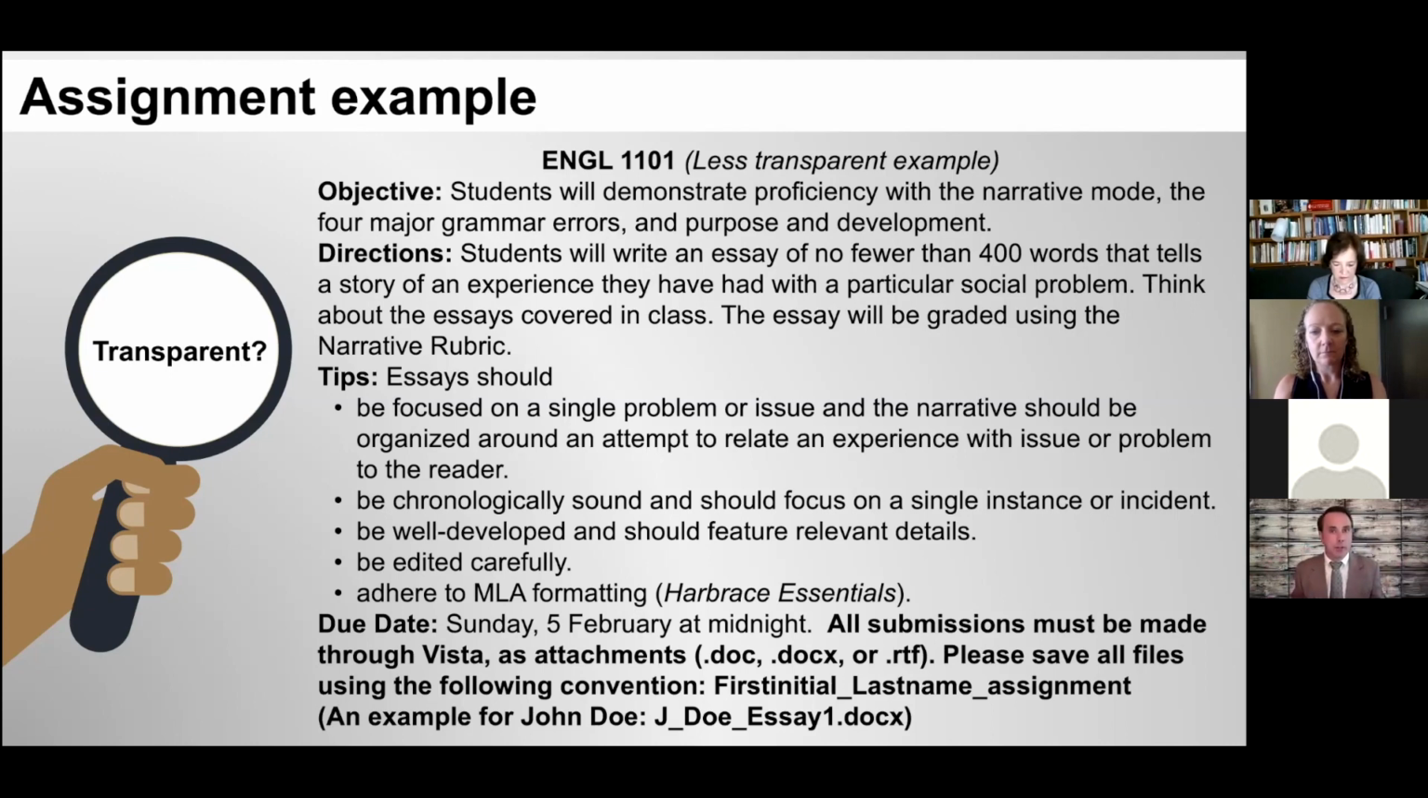Not necessarily for them to copy, and that's what faculty often ask us, well, what if they just copy that? Well, you say, this is just a guide for you. Here's an opening paragraph of an A-level essay.